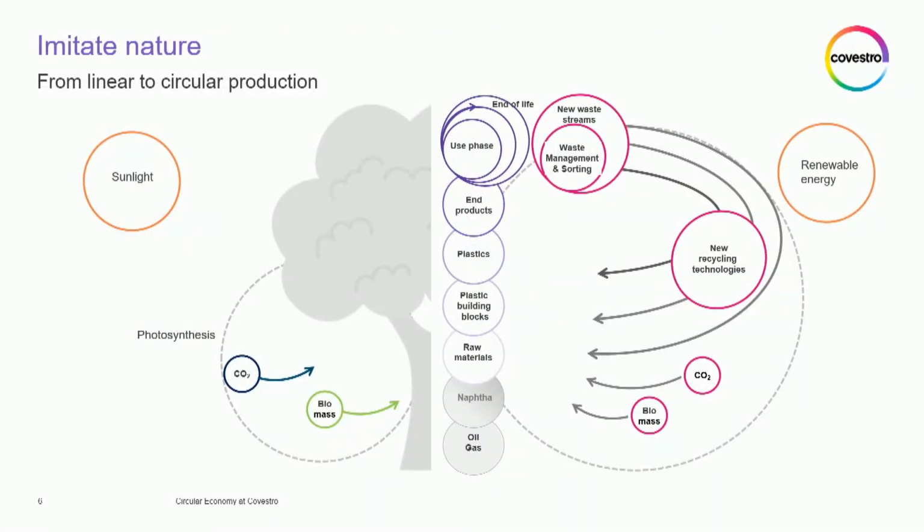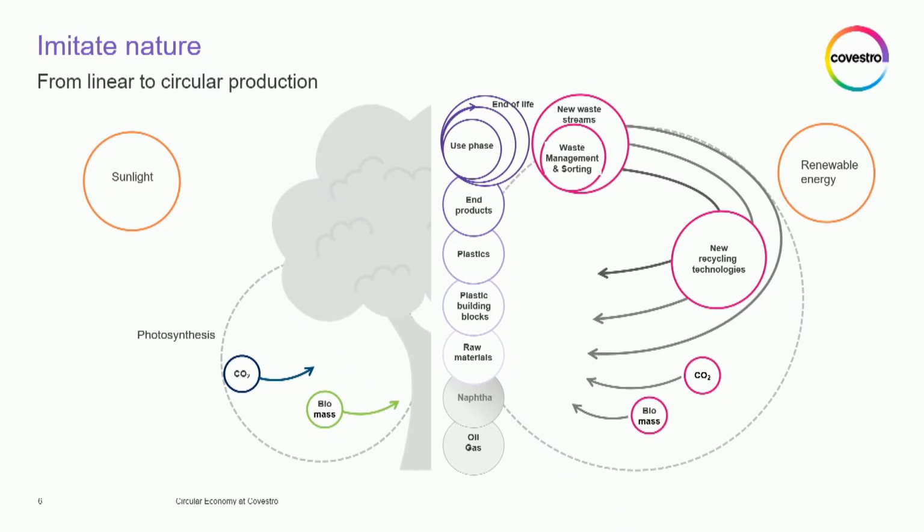Imitating nature. Moving from a linear to a circular production requires efforts throughout the value cycle. Built next to the tree on the right-hand side, the plastic manufacturing value chain is pictured with its base in using fossil feedstock, such as oil and gas. To break away from the use of fossil resources, we want to, similarly as nature, focus on using what is already out there, available in our economy or nature.